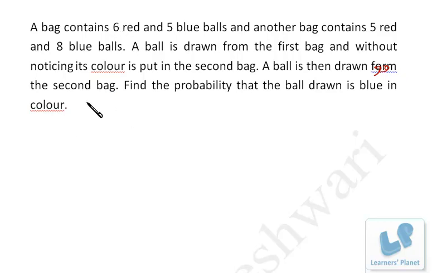Suppose in the first bag A, it's 6 red and 5 blue. In the bag B, there are 5 red and 8 blue. Okay, now what is the very first step? A ball is drawn from the first bag and we put it into the second bag without noticing its color. Now there are two choices, either the ball is red or blue, right? Now let's take the first case, maybe the ball is red.